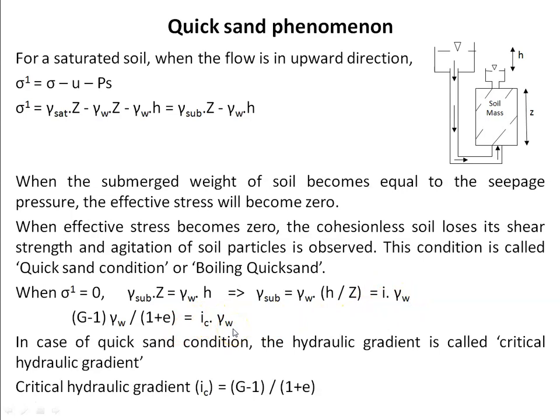In case of quicksand condition, the hydraulic gradient is called the critical hydraulic gradient, represented with the symbol i_c. So the critical hydraulic gradient equals, when you cancel gamma W on either side, (G minus 1) by (1 plus e). We should remember this critical hydraulic gradient equation, which is equal to (G minus 1) by (1 plus e).